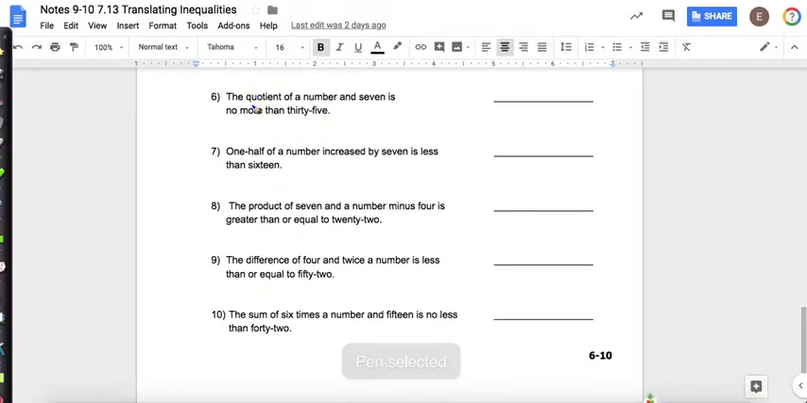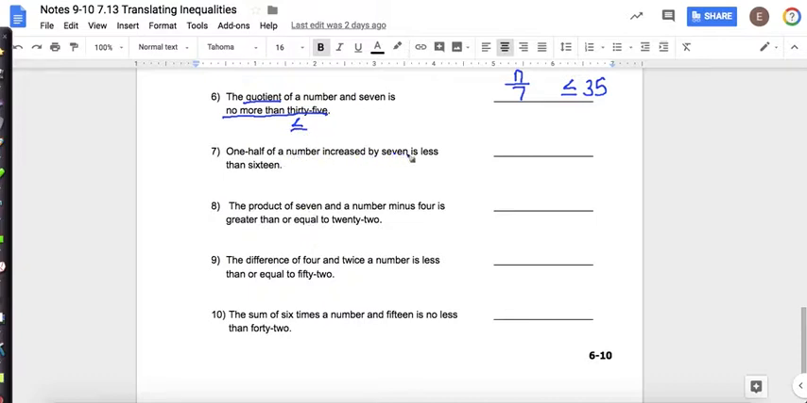The quotient of a number and 7 is no more than 35. So it can't be more than 35, so that means 35 or less. So less than or equal to 35. Now quotient, underline, means divide. So we're going to divide a number and 7. And remember, use a fraction bar. So n over 7 is less than or equal to 35. And, oops, I forgot to put the less than or equal symbol there.